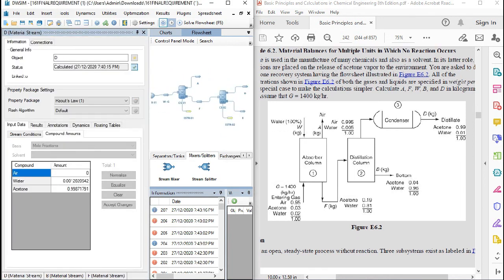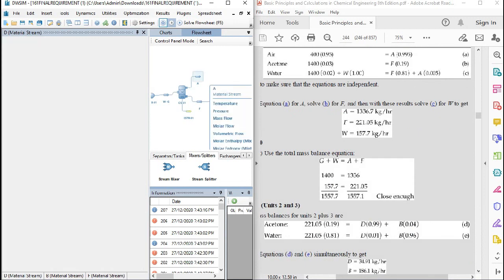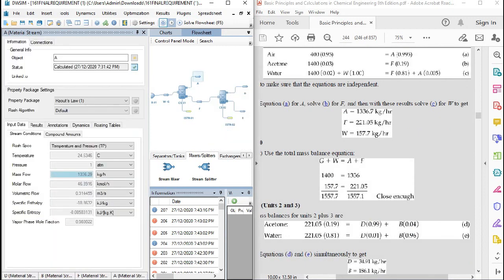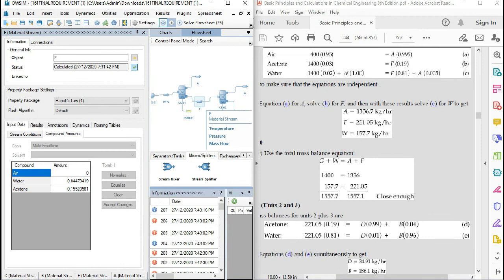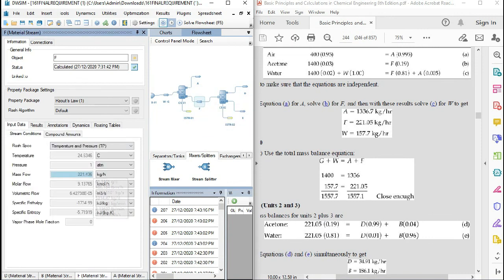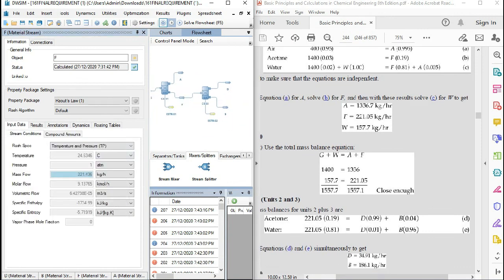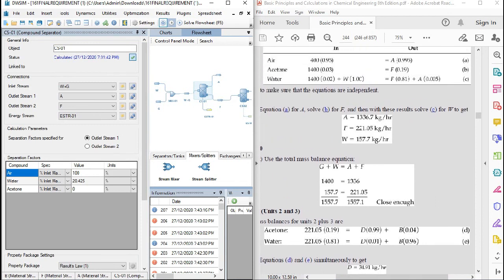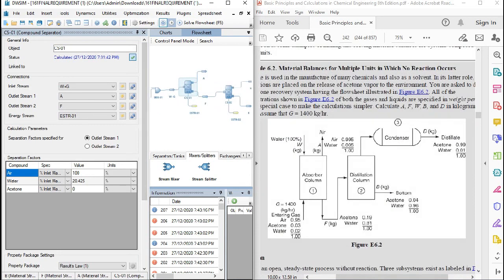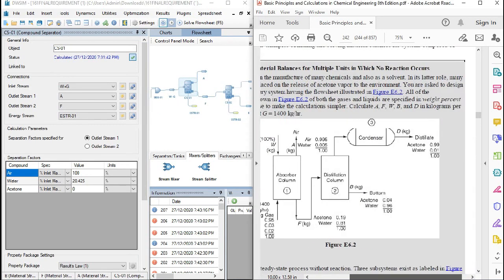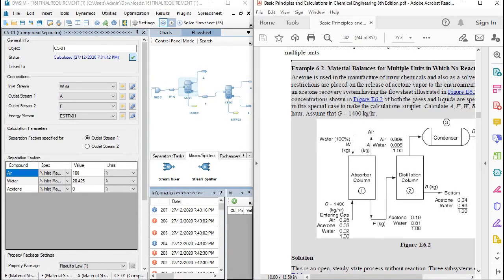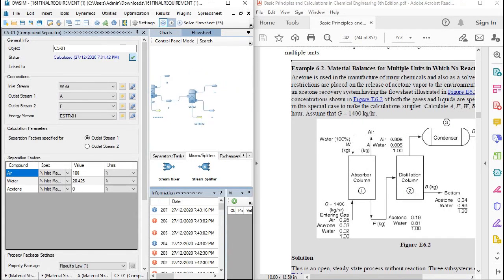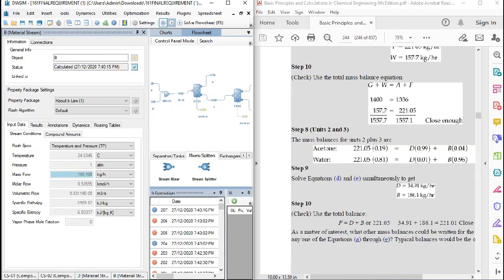So to check it off, we got our A, which is 1,366. We've got the right answer for F also. For the stream conditions, our molar flow is 221, and the D and B. When you include a compound separator in problems, the values here again do not represent the weight percent of the A stream or the output stream one. Likewise for the second compound separator. So that's it.